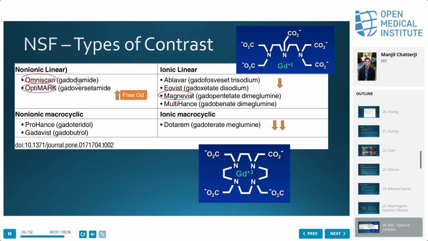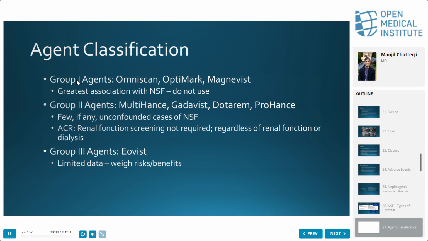And so again, it has to do with the form of chelation. Is it linear? Is it a ring? Is it ionic or non-ionic? A lot of agents. So in the United States, we classify these into 3 basic groups, 1, 2, and 3. 1 is a do not use. Like, we don't use these agents at all, period, no matter what.